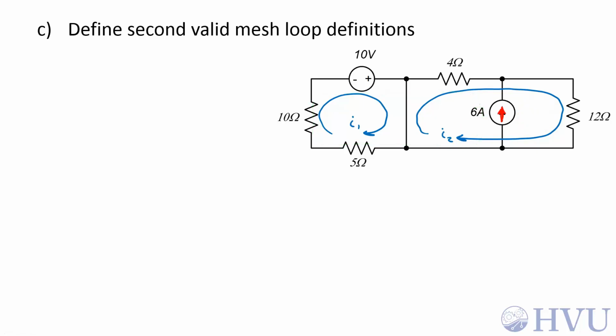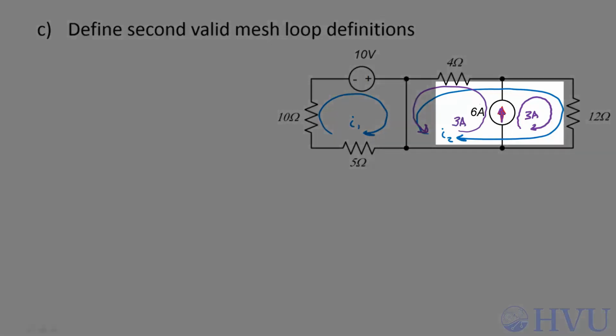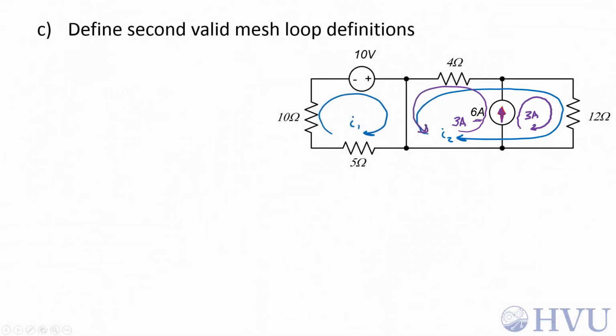If I wanted to, I could split this up into 2 different constrained loops. Suppose I have a constrained loop that's got a 3 amp current and another constrained loop over on this side that's going in this direction and also has a 3 amp current. Now, in this element here, the sum of the constrained loops is 6 amps. It's got the right amplitude and it's going in the right direction. You have a lot of flexibility on how you define constrained loops.